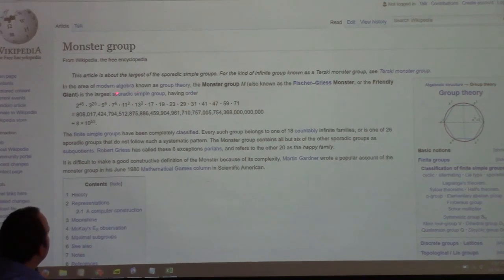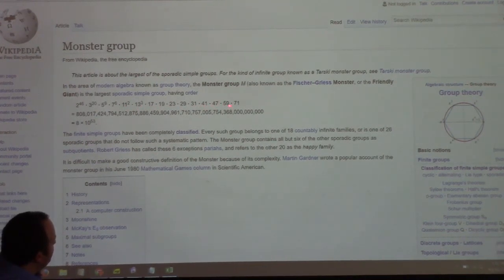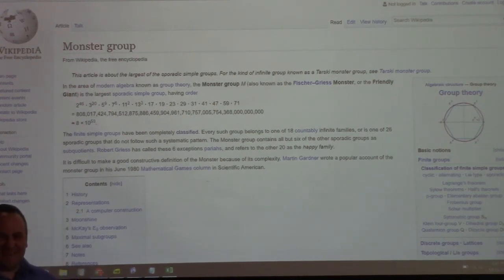It has order 2 to the 46th, times 3 to the 20th, times 5 to the 9th, times 7 to the 6th, times 11 squared, times 13 cubed, times 17, times 19, times 23, times 29, times 31, times 41, times 47, times 59, times 71. In other words, that number. It's about 8 times 10 to the 53 in size. He proved this thing existed by hand in 1982.